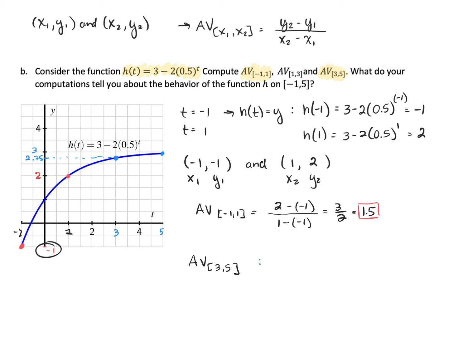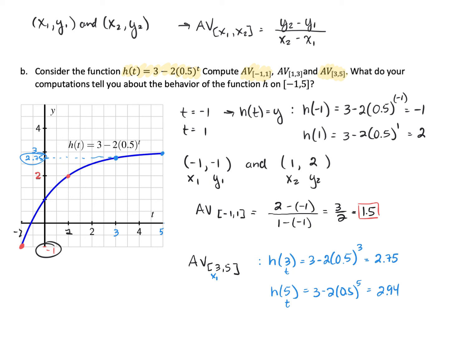I'll just continue with the blue pen here. Let's evaluate when x, or you can think of that as t, x sub 1 or t sub 1, is 3. Let's figure out what h of 3 is, and then what h of 5 is. It's just substituting t equals 3 into the equation, and t equals 5 into the equation. Go ahead and take out your calculator. When you put that in, you should get something close to 2.75, so that does confirm what we see visually in the graph. And if I substitute in when t is 5, that gives me approximately, if we round, 2.94.